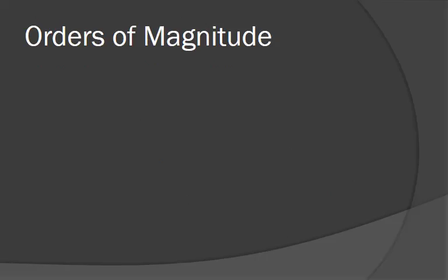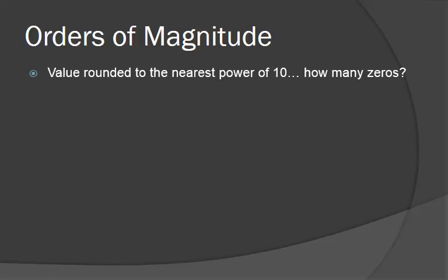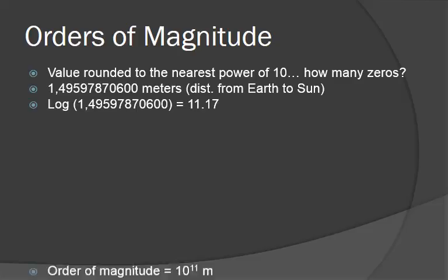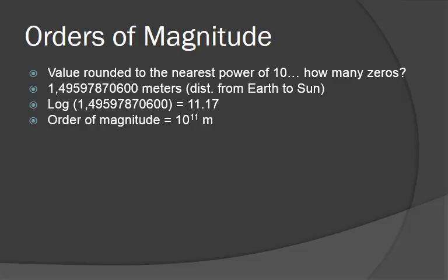All right, so orders of magnitude are very, very helpful for us, and we used these way back at the beginning of our study. A value rounds to the nearest power of 10, and look at how many zeros. So let's go ahead and do this for the Earth to the Sun, and let's get in orders of magnitude how many meters this is. And so we reviewed in class how we take the log of this value. The log of this value is 11.17. So therefore, we can get the orders of magnitude: 10 to the 11th meters is the order of magnitude for this value.